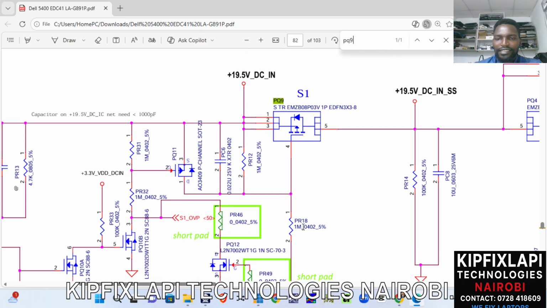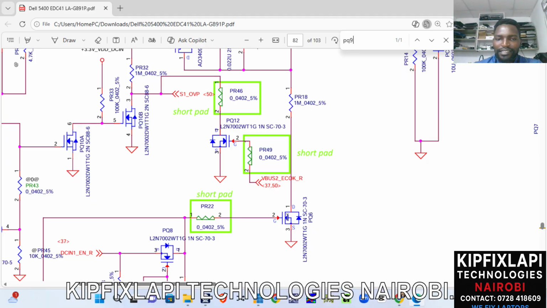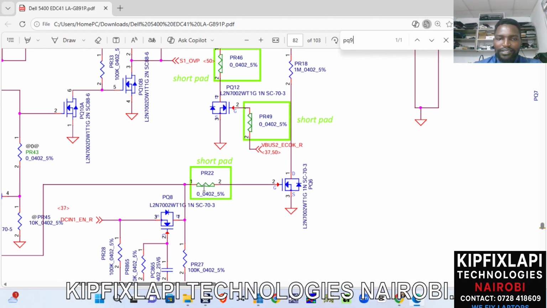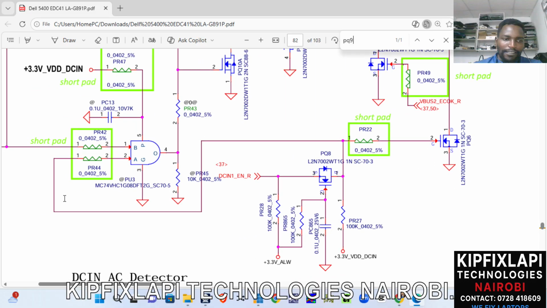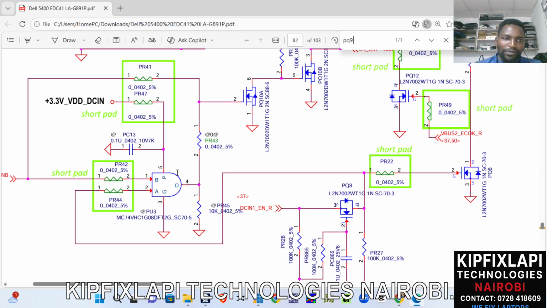The gate is connecting to this resistor, which is connecting to this other tiny MOSFET, which is going back here, connecting to this particular point, this other transistor here. Yes, you can see all of this. So this 3.3 voltage is the detection line.